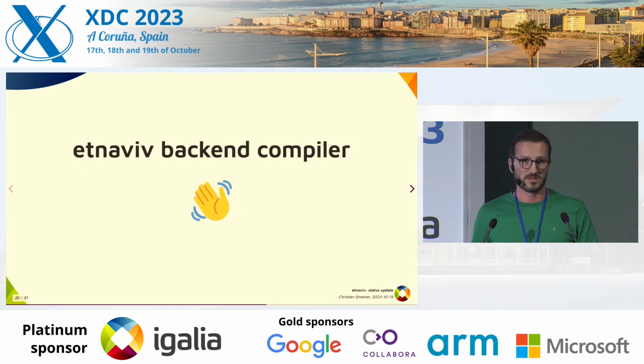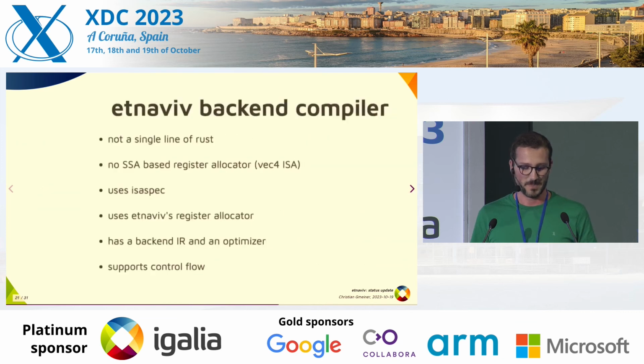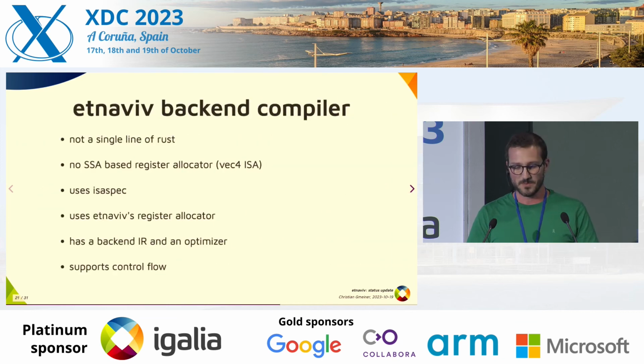So I'm really proud to tell you that I've been working on a new backend compiler called the etnaviv backend compiler. There are quite some trends in compiler land right now, and I will be honest with you: not a single line of Rust, no SSA-based register allocator because of the nature of the instruction set architecture. I use a lot of EtherSpec magic to do the job. I use the old register allocator. And finally, we have a backend IR with its own optimization passes. We are supporting control flow and different bit sizes.